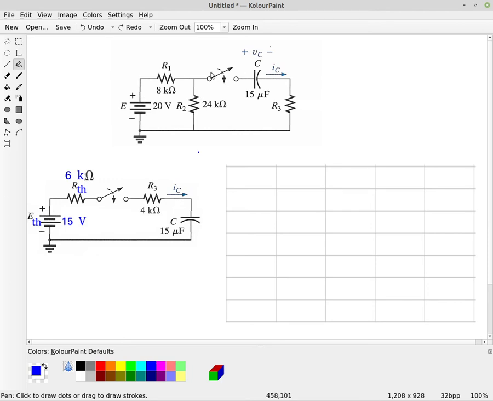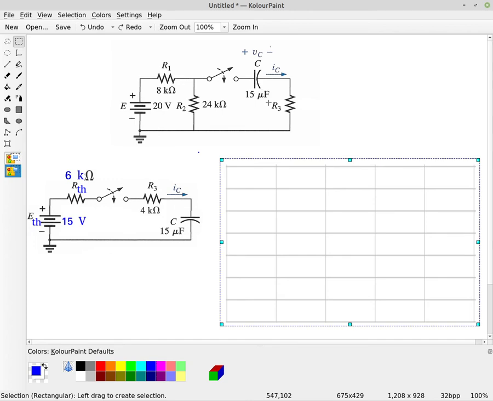And what's going to happen then is current is going to flow into this capacitor through the resistor and back into the source. So of course we will have some current flowing through the 24 kilo ohm resistor, but some of that current is also going to be flowing through this capacitor in the circuit.